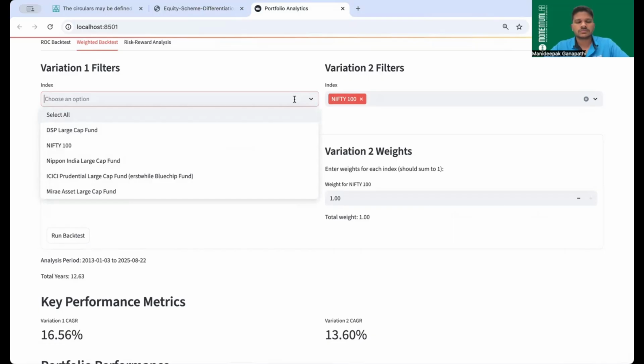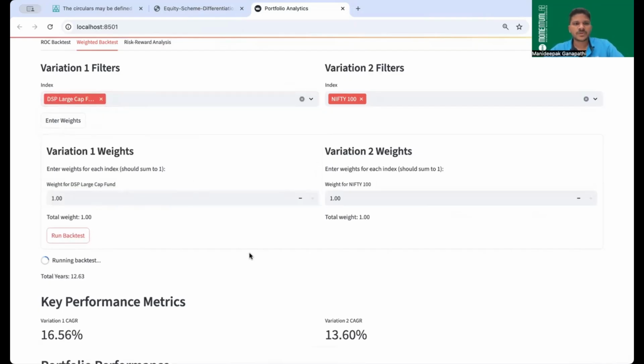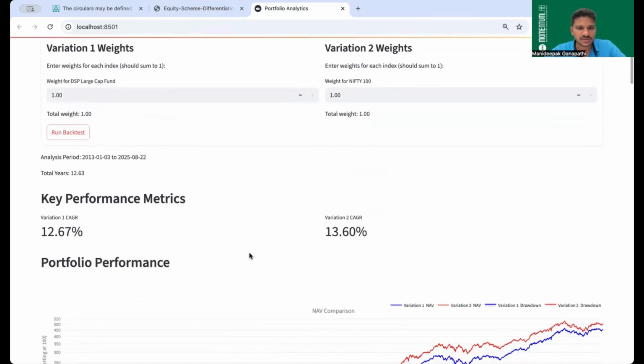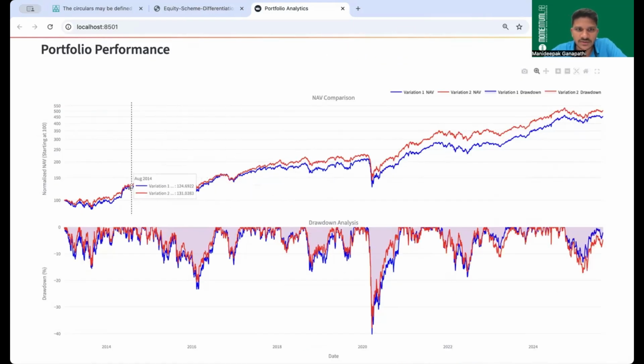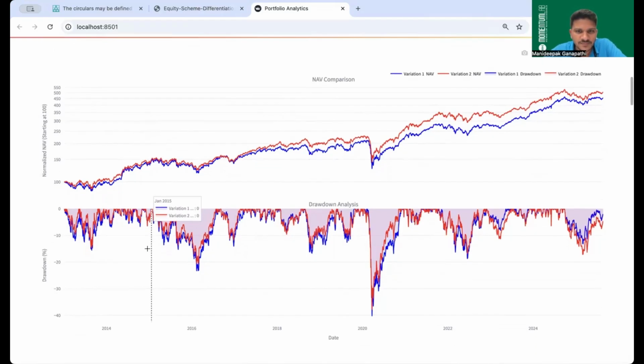Now, I just want to give you a flavor of another fund which is probably not performing better than a benchmark, which is in this case a DSP large cap fund. If I run the backtest, mind you, the red line is the benchmark and the blue line is the fund performance. You can see the red line is consistently on top of the blue line, which is the fund. And even with drawdowns, you can see that the fund is as good as the benchmark in terms of drawdowns.